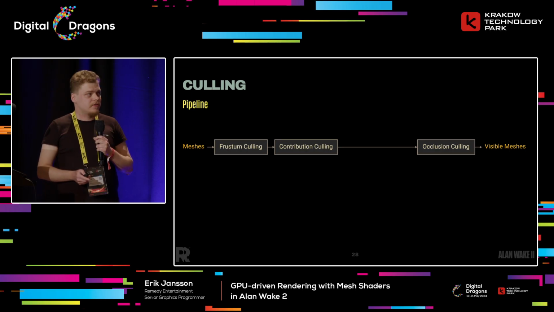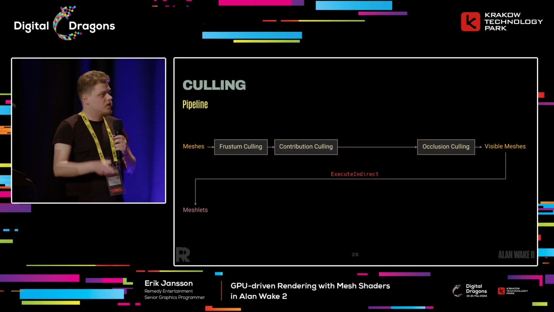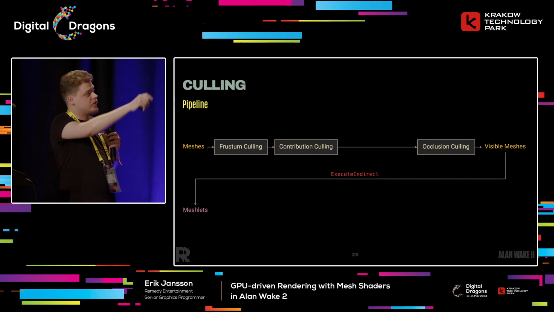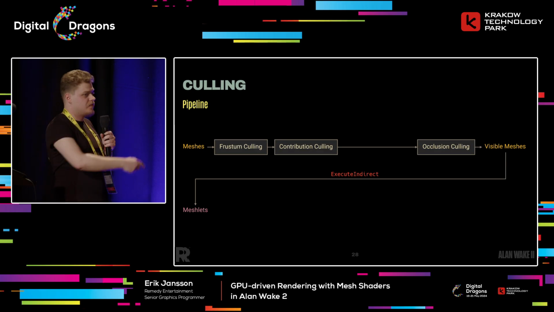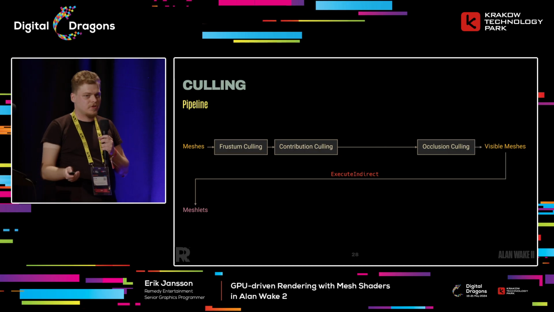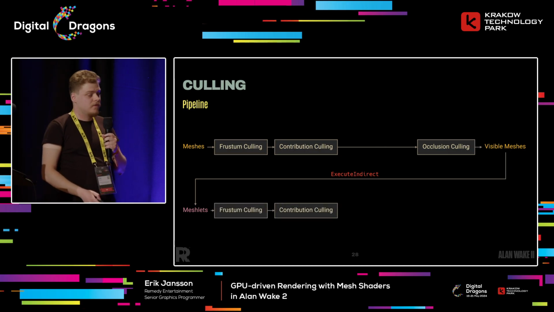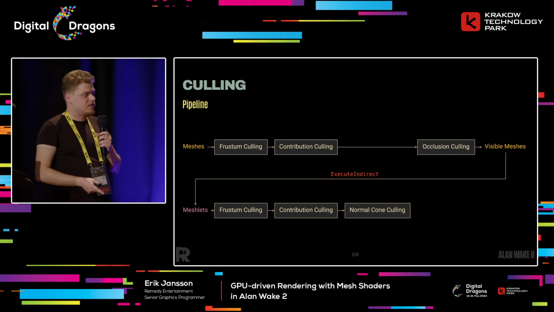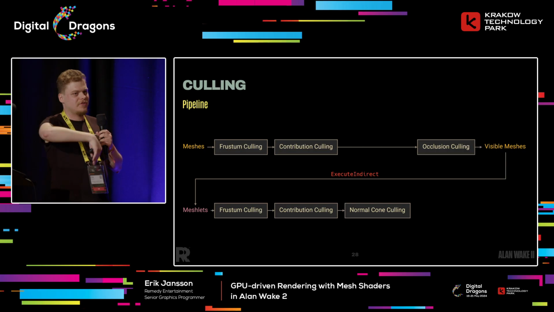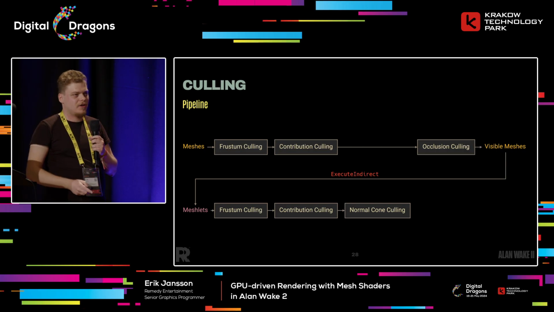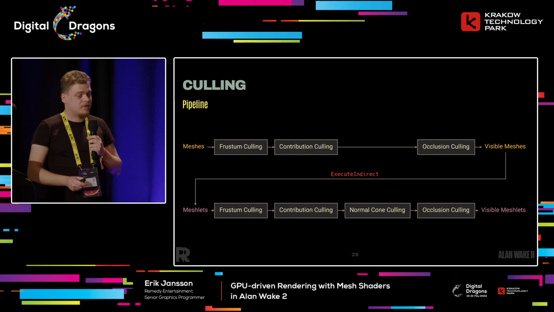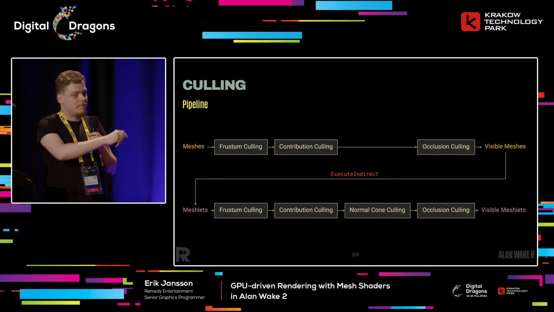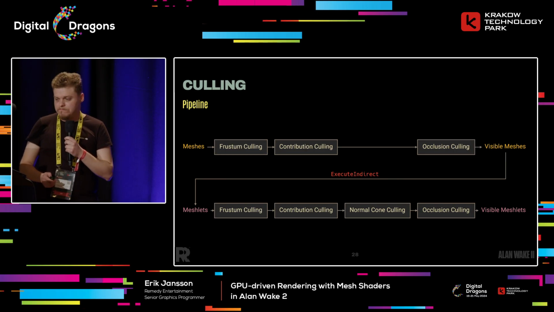But since we are using mesh shaders, we can continue and do more culling. This is all a compute shader, and this is followed by an execute indirect into another compute shader, and then we start culling meshlets. And we do the same things here. It's also just bounding spheres. Frustum culling, contribution culling, and special to the meshlets, normal cone culling. It doesn't really make sense to do normal cone culling for meshes, because the normals will be all over the place, so you're not really going to do any kind of culling. And finally, occlusion culling. And this is the final set of meshlets. This is what we pass on to the mesh shader, also through execute indirect.